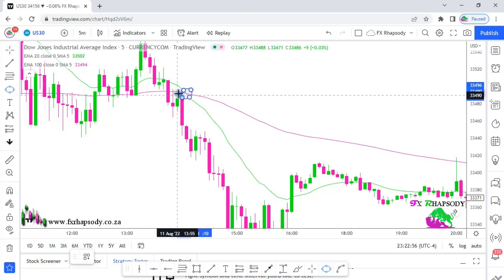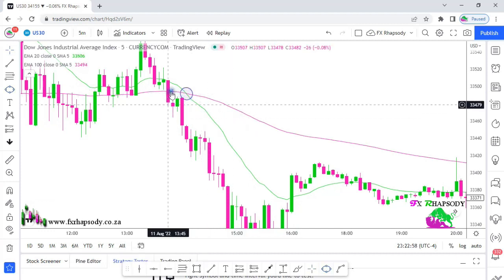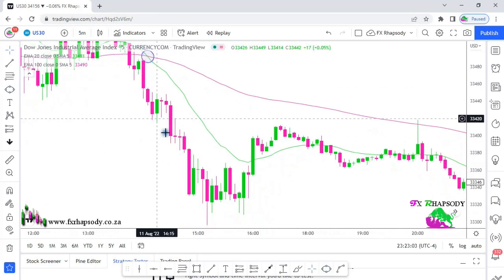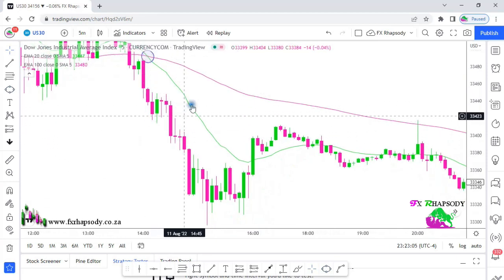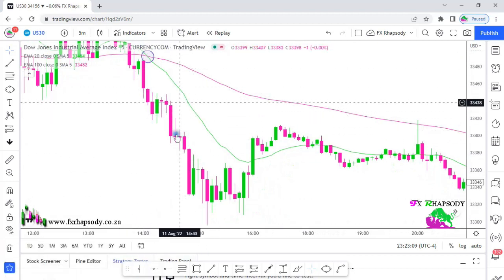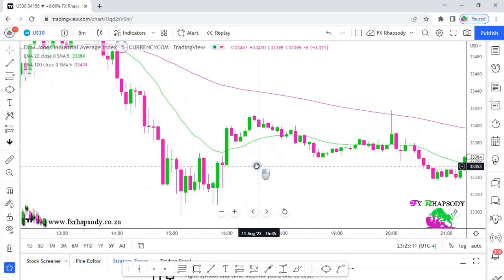Right around there, there's a cross of the two EMAs. Easy. Now you start getting ready. We don't see any movement towards the faster EMA, the green one. There's no movement towards it, no rejection. Then we get to this point over here.